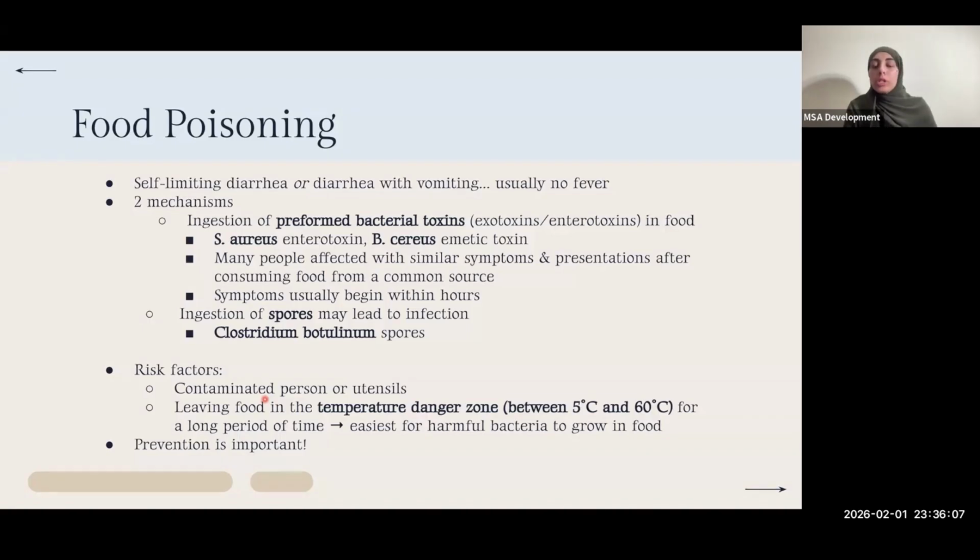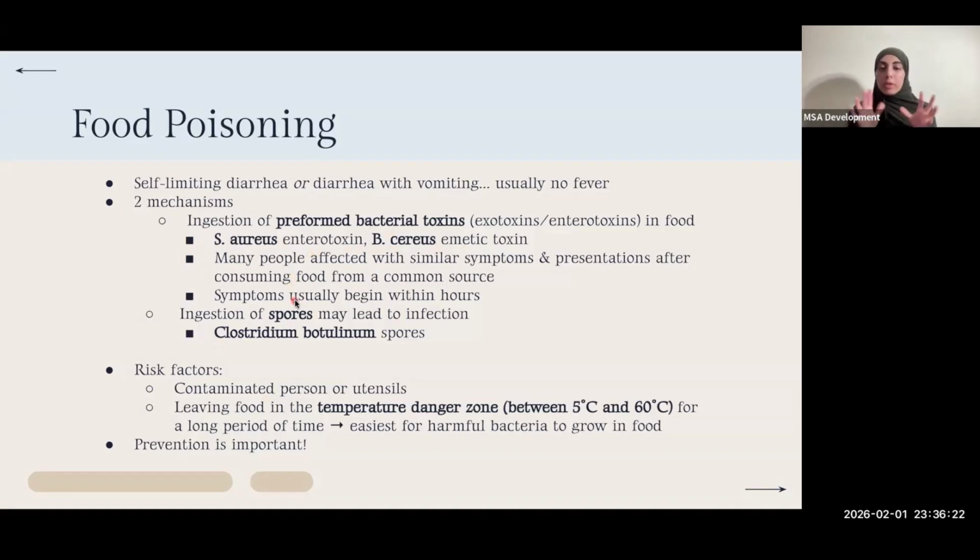Which cases would you see ingesting preformed toxins? Specifically in Staph aureus enterotoxin and Bacillus cereus emetic toxin. These two will have the toxin preformed and then it will be ingested and cause disease.